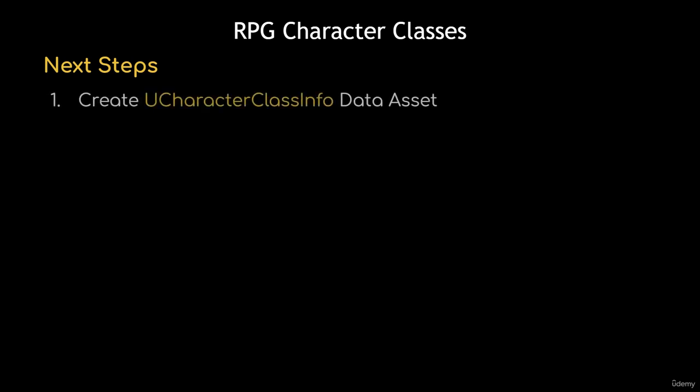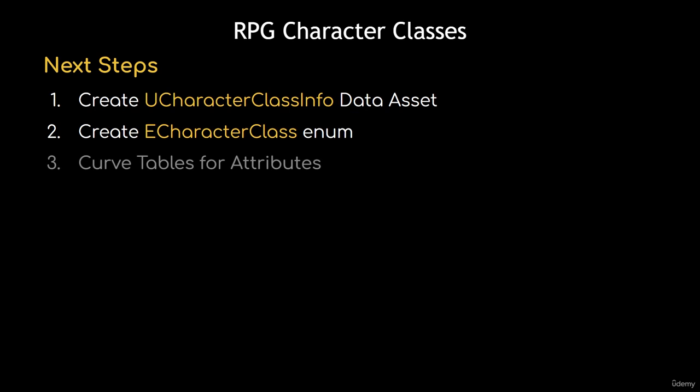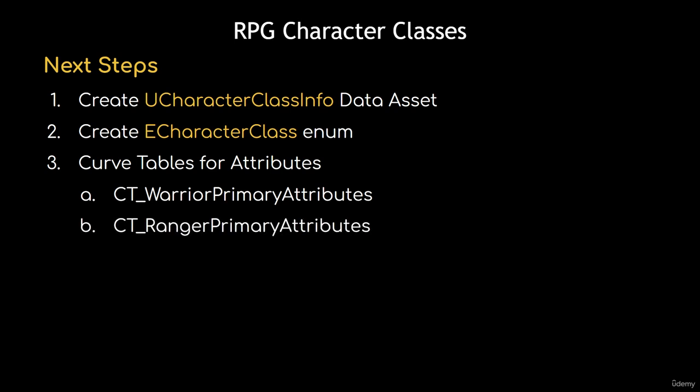First, we need to create a data asset that stores information for all character classes. We can call this character class info. Next, we need an enum that has constants for each character class type. We can call this ECharacterClass. Then, we'll want a curve table that stores curves for each of the primary attributes. We can have a different curve table for each character class, such as Warrior primary attributes, Ranger primary attributes, and Elementalist primary attributes, for example.